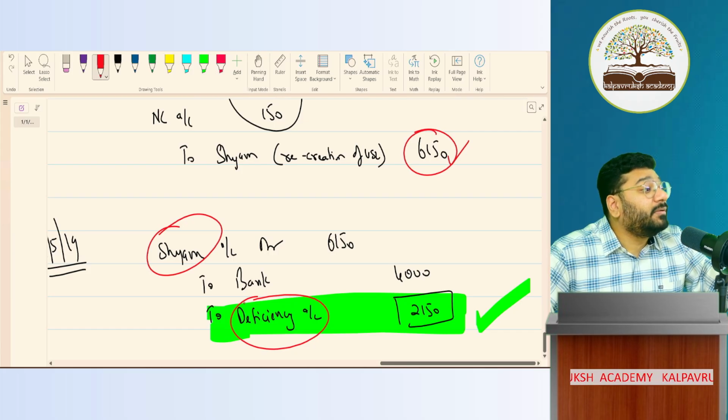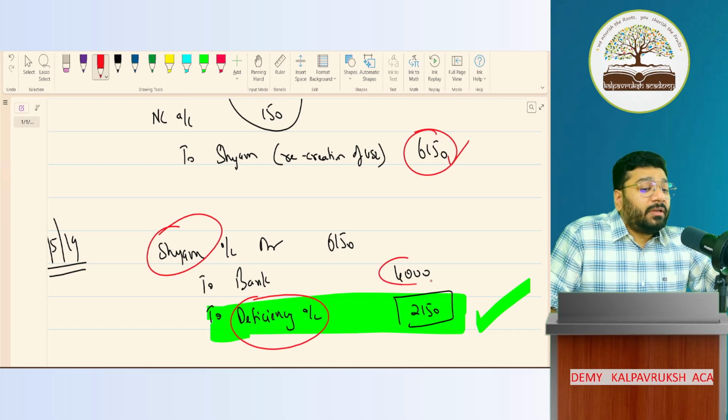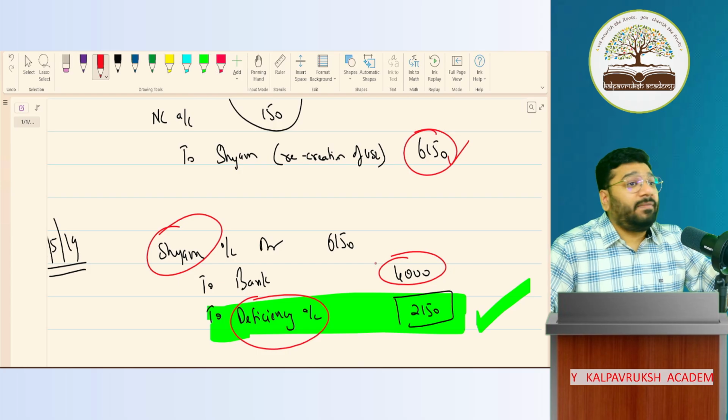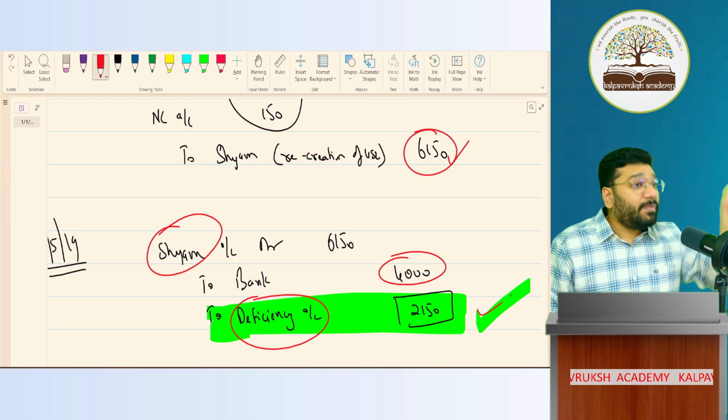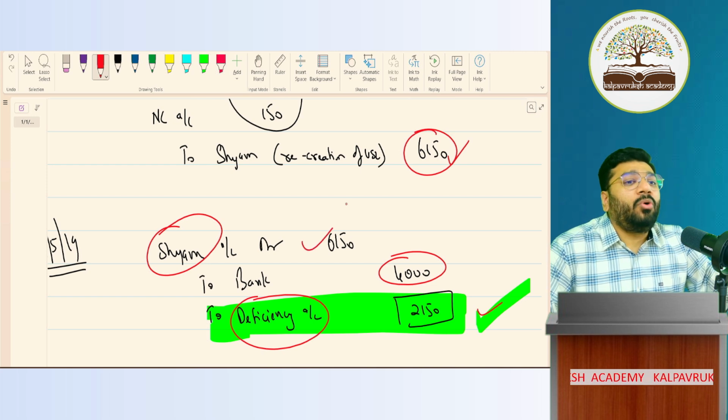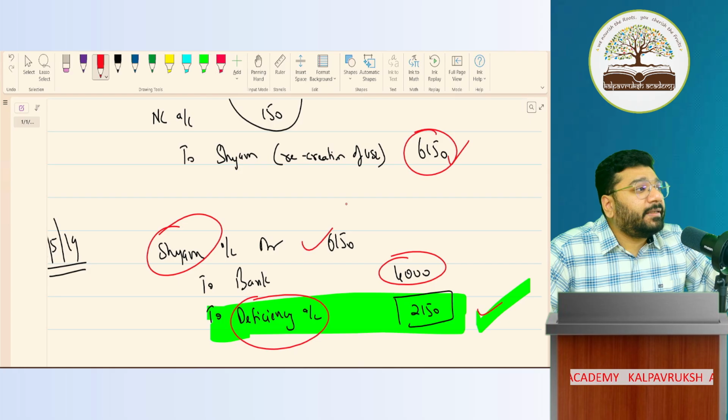of being insolvent. In this same case, had they told he paid 4,000 but he is not insolvent, then will you transfer the balance to deficiency account? No. So the balance you will still keep in Shyam's account only. Got it? Not got it? Tell me.